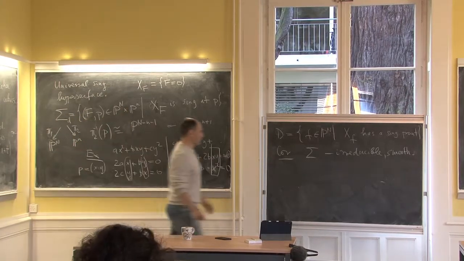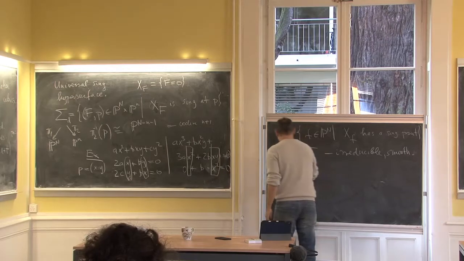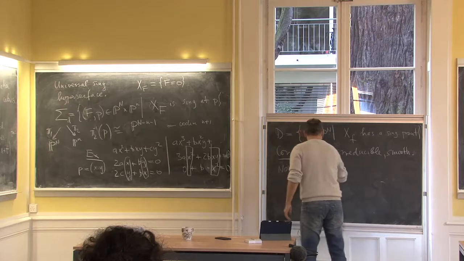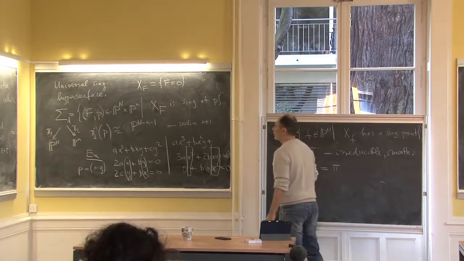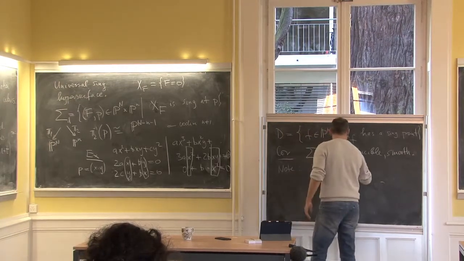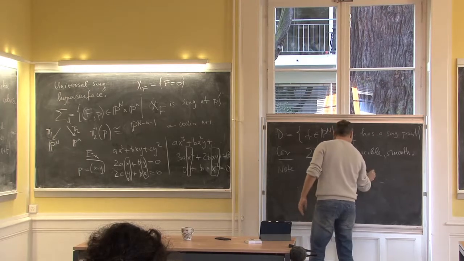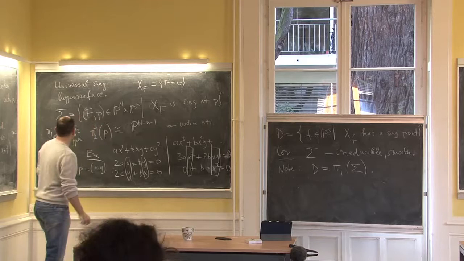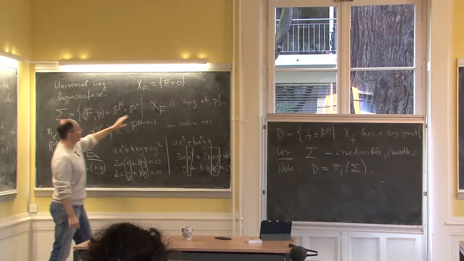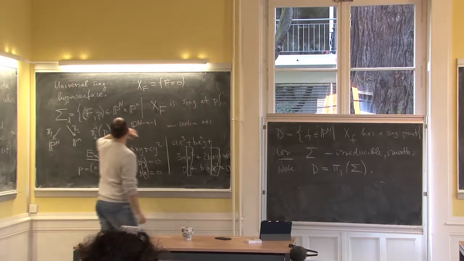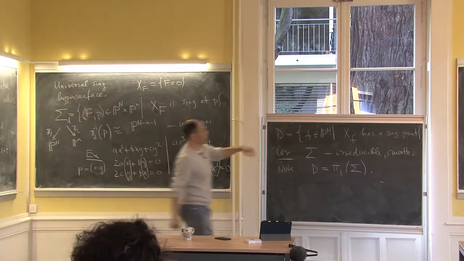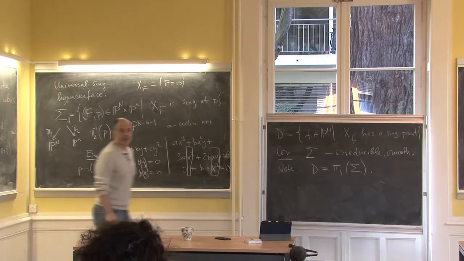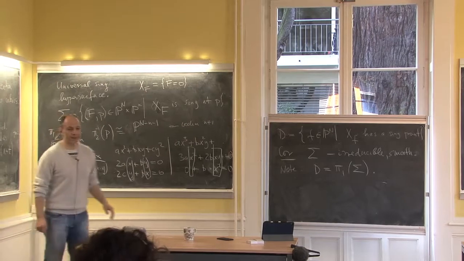It's easy also to calculate its class. And of course, note that by definition, D is simply equal to pi 1 of sigma. Right? Since this is pairs where F is singular at P, and D is where F is singular somewhere, so clearly it's precisely this projection. Okay, is this clear?